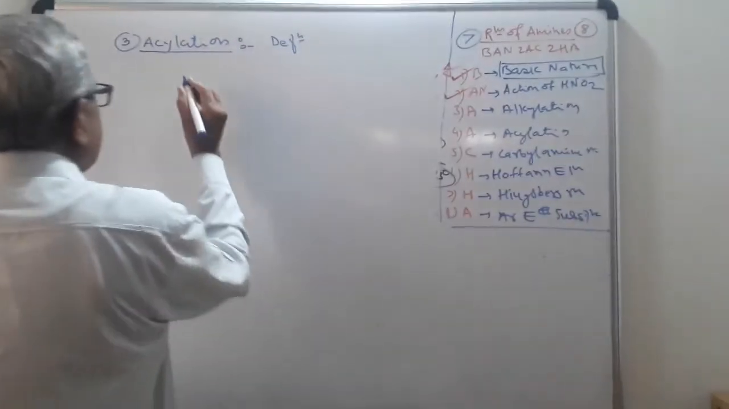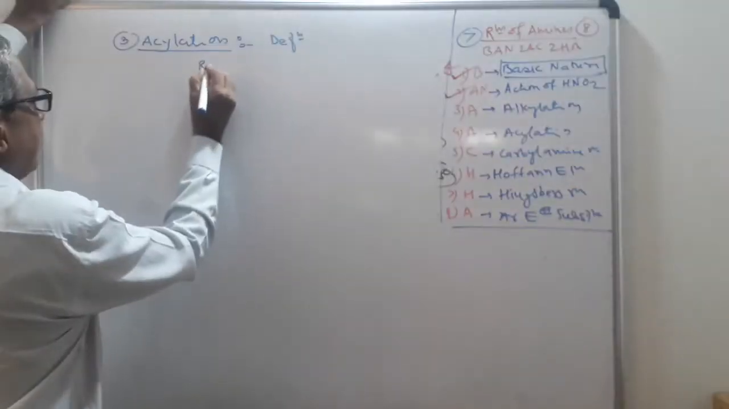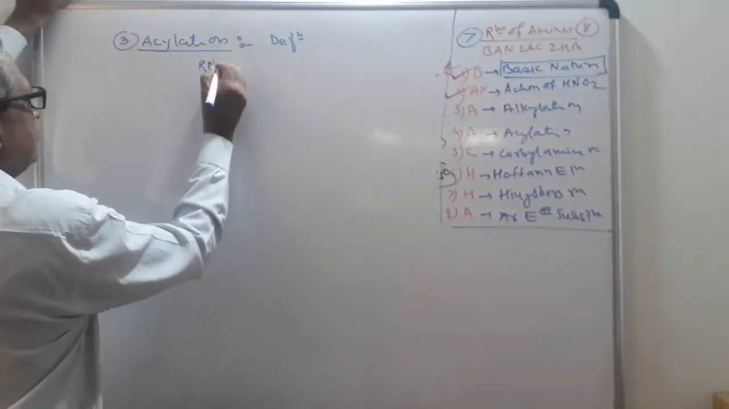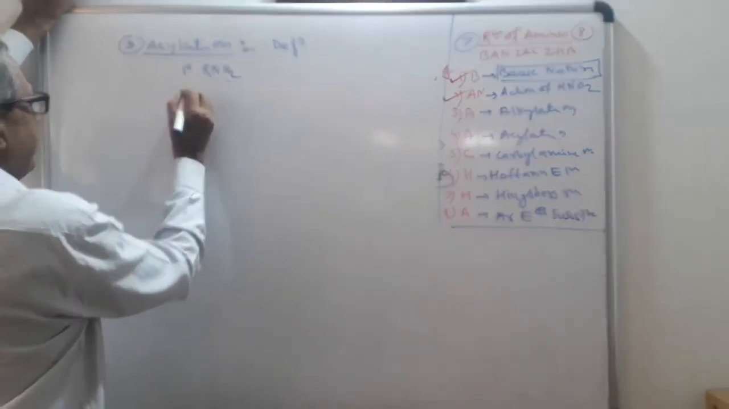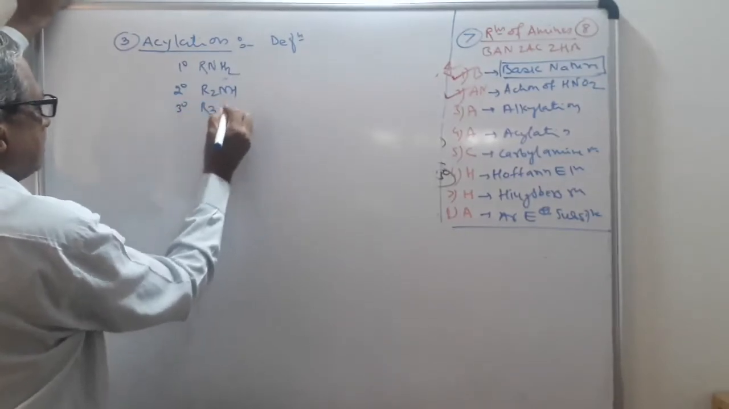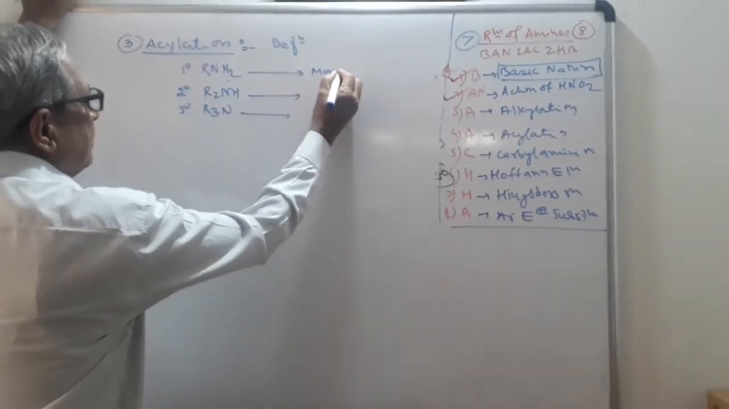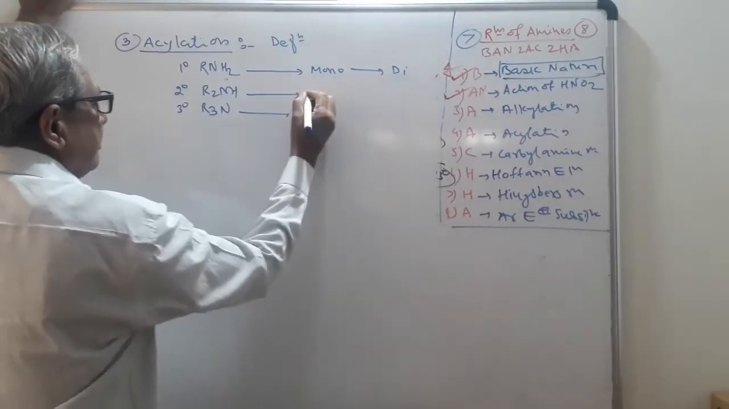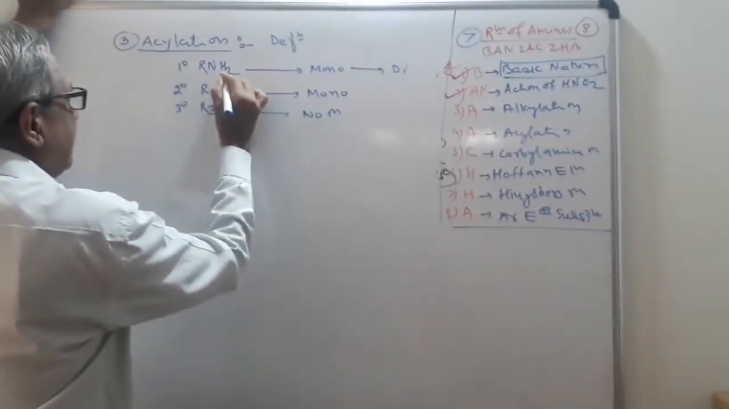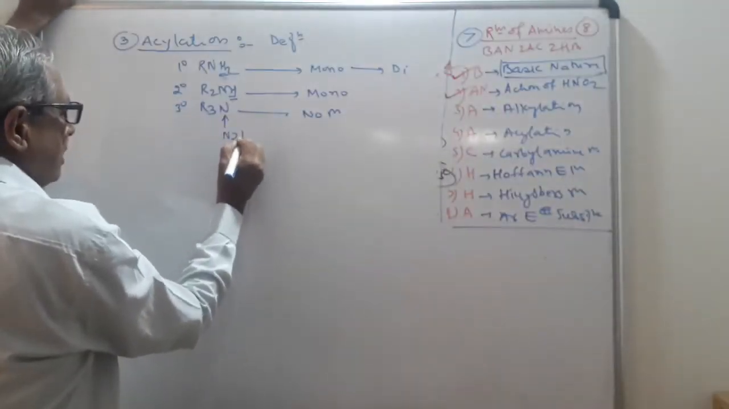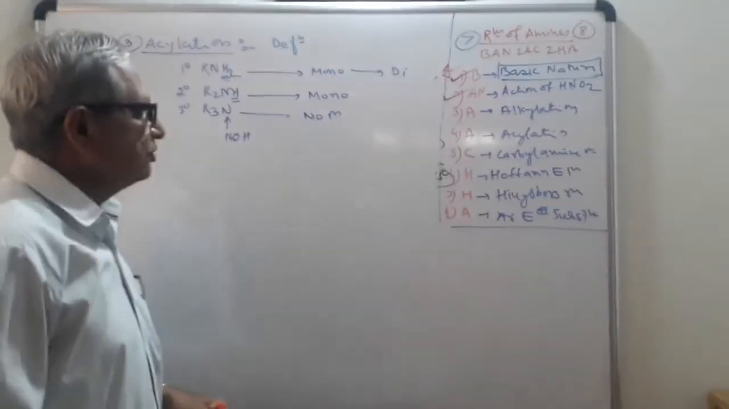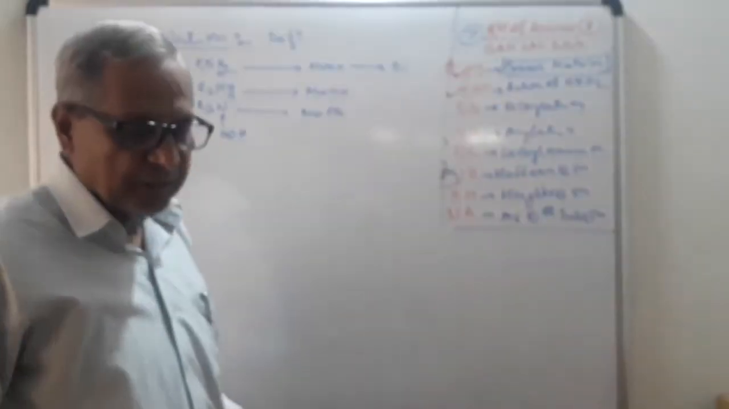See here, primary amine has general formula RNH2. Secondary amine has general formula R2NH. Tertiary amine has the general formula R3N. When you do the acylation, first you will get mono derivative and then di derivative. Here you will get only mono derivative. Here no reaction. See here there are two hydrogen atoms. Here is one hydrogen atom. In this case no hydrogen atom. Therefore there is no reaction here. So this is the important point here.